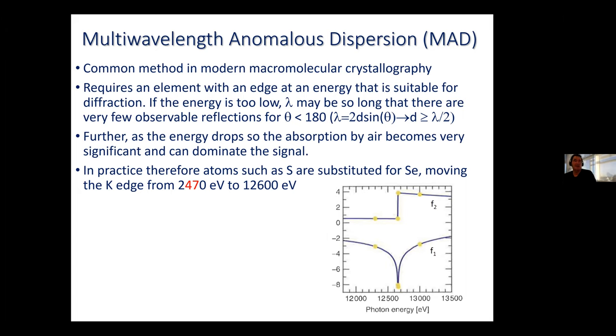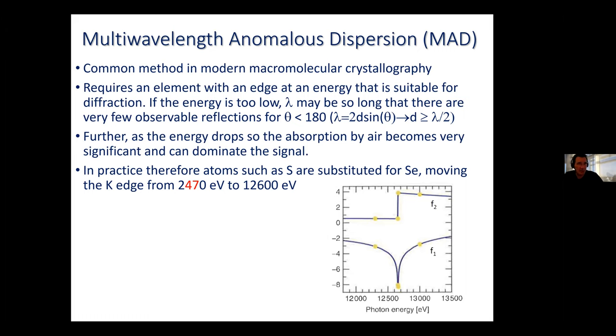So there are two reasons why you'd want to make these measurements at higher energies. For example, at the selenium edge, having substituted sulfur by selenium. First of all, you can work at much higher energies and shorter wavelengths, so you can see a much greater number of d spacings. And secondly, the scattering from the air is much, much less significant. So typically what protein crystallographers do is, first of all, to chemically substitute the sulfur for selenium in the structure, and then perform these MAD, multi-wavelength anomalous dispersion experiments around the K edge in selenium.